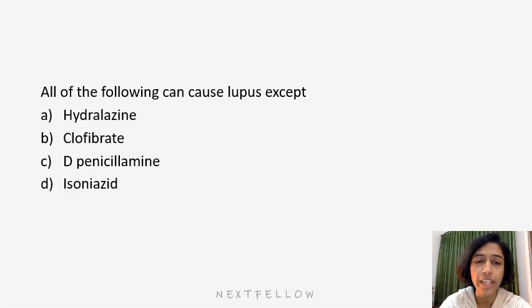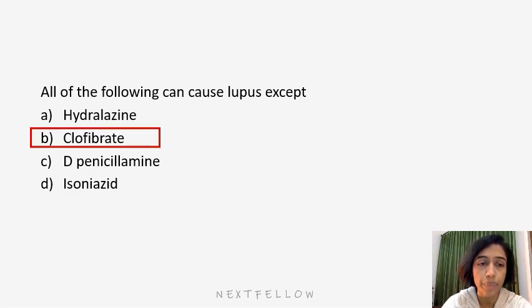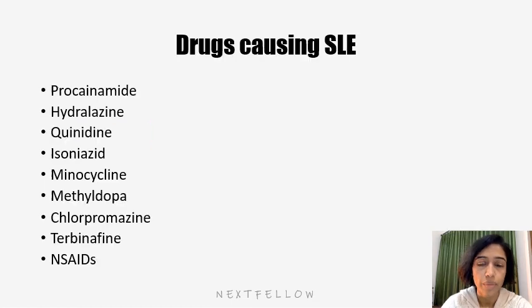All of the following can cause lupus except hydralazine, clofibrate, D-penicillamine, and isoniazid. So this means drug-induced lupus. So among these, the drug that does not cause drug-induced lupus is clofibrate. Okay. So this is a list you just have to memorize.